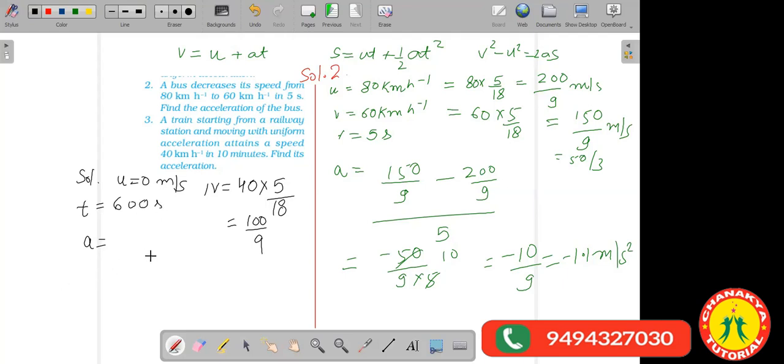Now, we get the acceleration as v minus u over t. So that is 100 by 9 minus 0 divided by 600. So by simplifying, we get here 100 by 9 multiply 600. And hence you can cancel these zeros. You get 1 by 54. Your answer is 1 by 54 meter per second square.